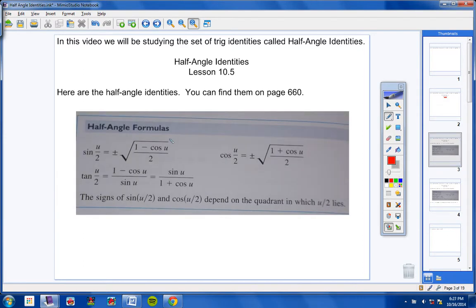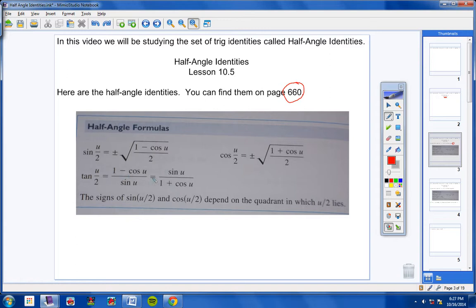You can find these half-angle identities on page 660 if you want to turn there in your book. You don't have to, but you can. Now, notice what the half-angle identities do for you. They take a situation where you have u divided by 2, and they rewrite it so that your angle becomes just u. Learn to recognize this so you will know when to use them and when not to use them.